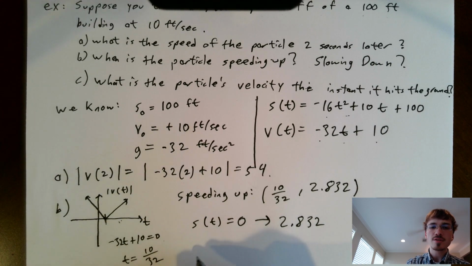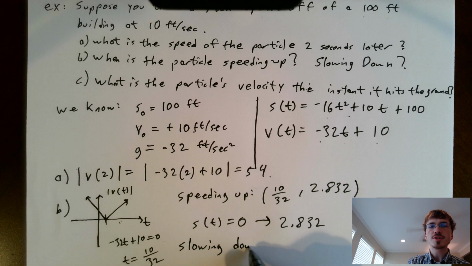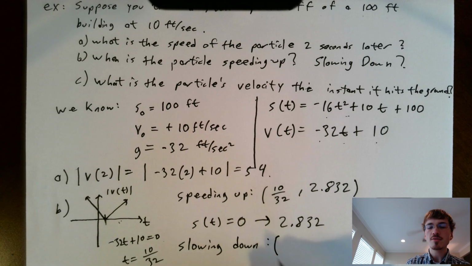And when are we slowing down? We're slowing down from whenever we first toss the rock, right? As the rock rises, it gets lower and lower speed as it goes up, and then it stops and then starts accelerating downward. So we know that we're slowing down from the instant that the rock leaves our hand at time t equals 0 up until the time that it turns around, which was at 10 divided by 32.